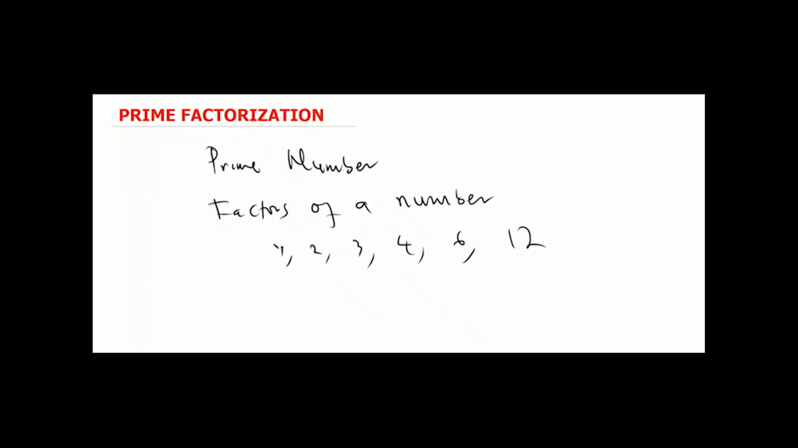So this is not a prime number. This is not a prime number. This is not a prime number. This is not a prime number. That means the prime factors of 12 are 2 and 3. So if you are asked to write a number as a product of its prime factors, that means the product should only contain factors of the given number that are prime numbers.